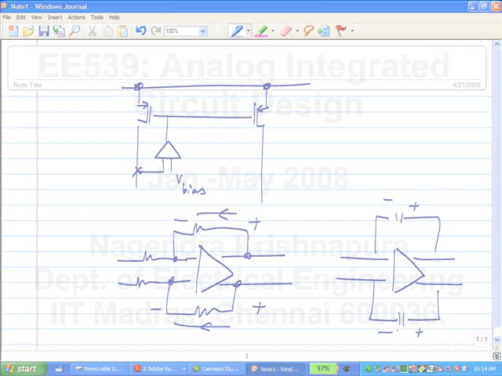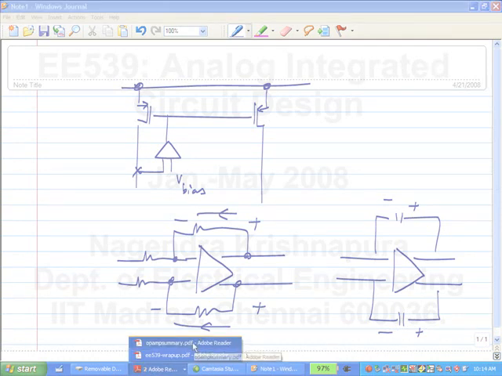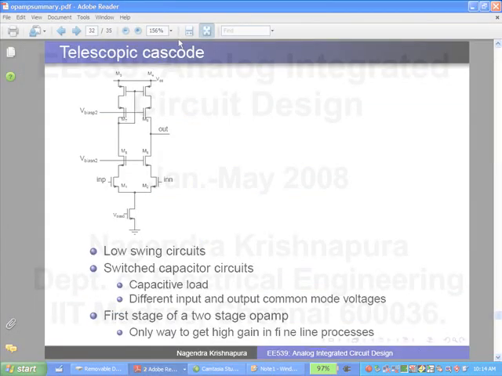We know that this op-amp is a single-ended op-amp, but even the differential version works better if the output bias is slightly higher than the input bias. You can get a larger swing in that way. Now if you insist that this common mode be the same as this, then your swing is even further limited. For all these reasons, it's useful for switch capacitor circuits.